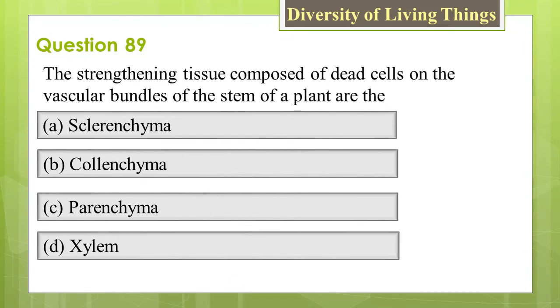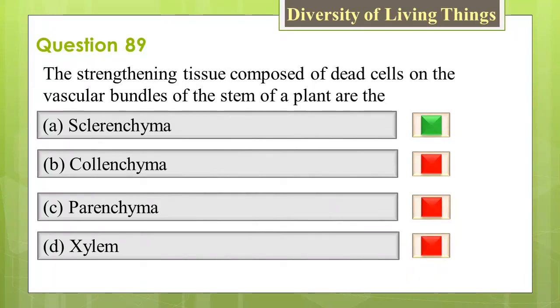Question 89. The strengthening tissue composed of dead cells on the vascular bundle of the stem of a plant is the A. Sclerenchyma. B. Collenchyma. C. Parenchyma. D. Xylem. Which one of the following alternatives is the best alternative? The best alternative is A. Sclerenchyma.